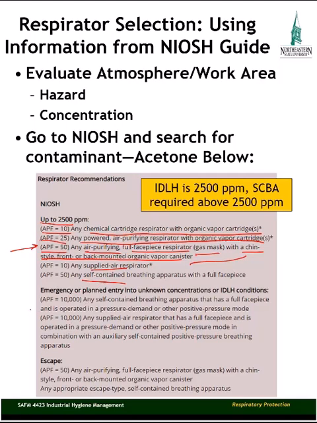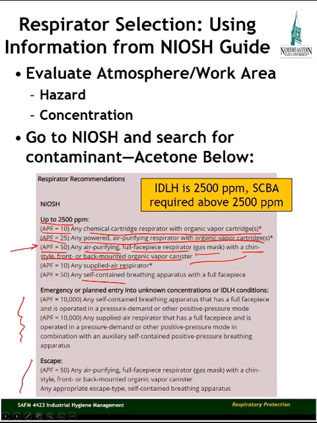Also, the NIOSH information includes what to do in emergency situations. Emergency or escape situations. Okay, that's a simple way to go.